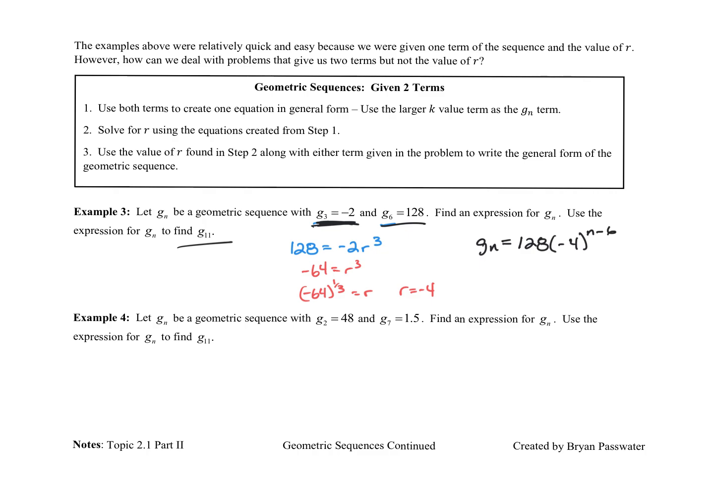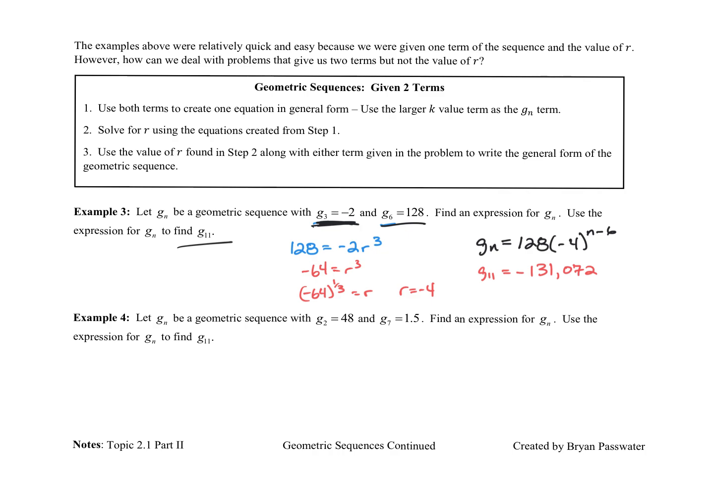All right. And from there, now I'm going to find g of 11, g sub 11. And so from there, I'm just going to substitute in 11. And dear goodness, we need a calculator for this one. All right, so what do we got? Negative 131,072.